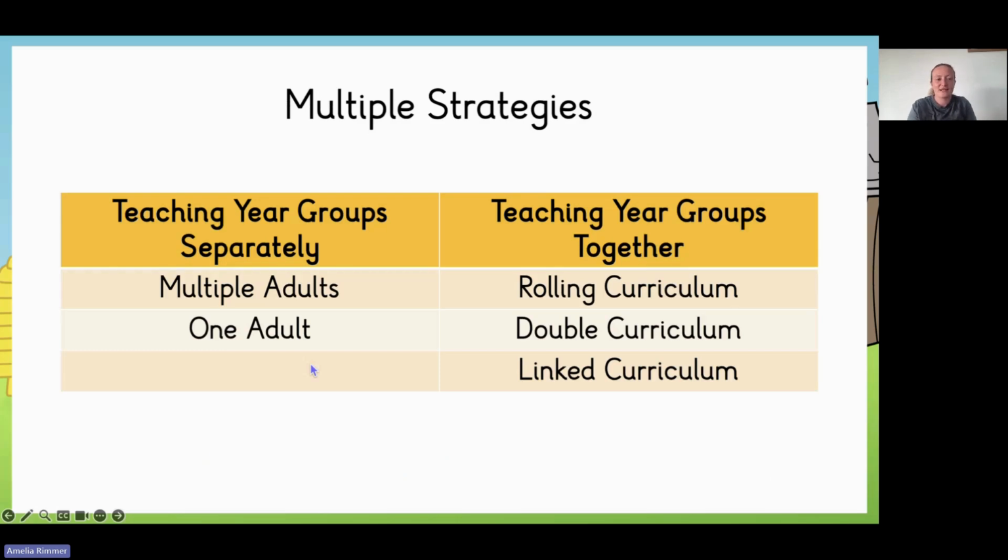So the main outline of the strategies are whether you are going to teach the year groups separately or teach the year groups together. If you're teaching them separately, you could have one strategy with multiple adults, or sometimes you might only have one adult available for your spelling teaching, so you might have to use a timetabling way to juggle that. The other alternative is teaching the year groups together using a rolling curriculum. You can double up your curriculum and you can use a linked curriculum as well. So these are the strategies that I'm going to go through today.